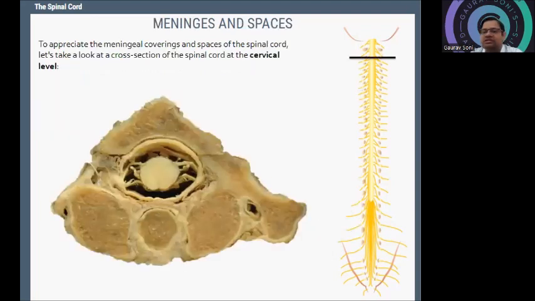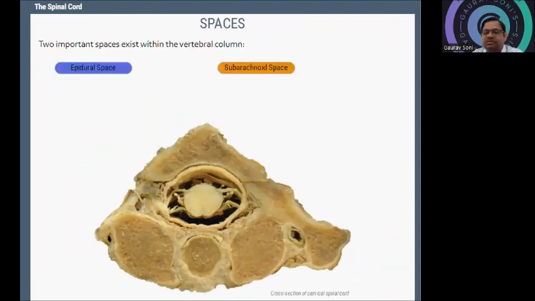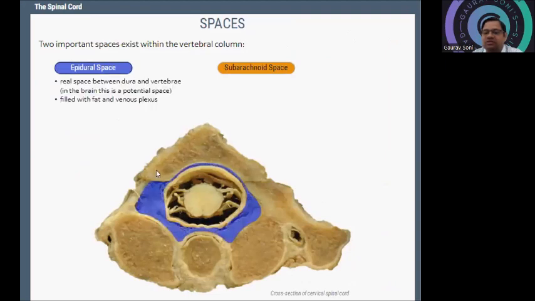So covering, the same coverings which the central nervous system, that is brain, was having will be continued here also. So to appreciate the meningeal covering, the spaces of spinal cord, you have to look at the cross section of cervical level. So you can see the spaces. First of all, there are two spaces, epidural and subarachnoid space. So this particular part is epidural space, the real space between the dura and vertebrae.